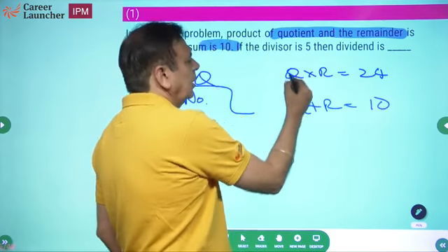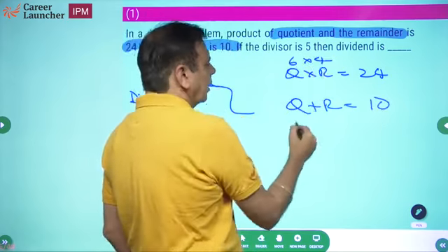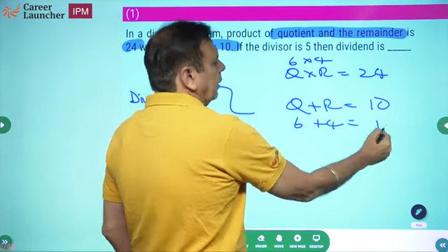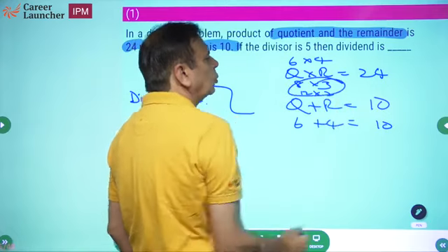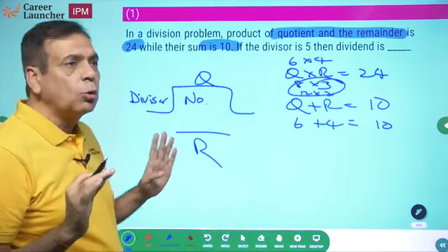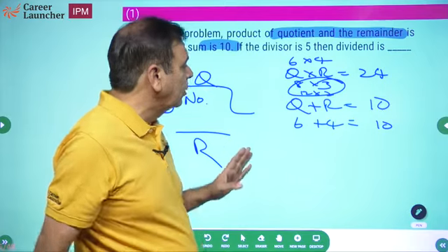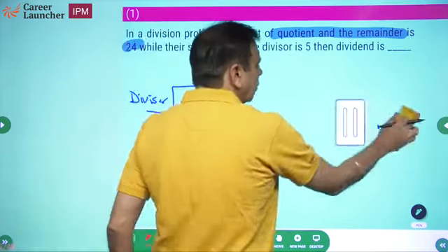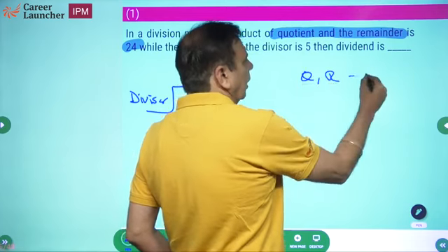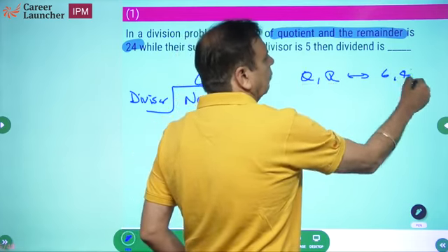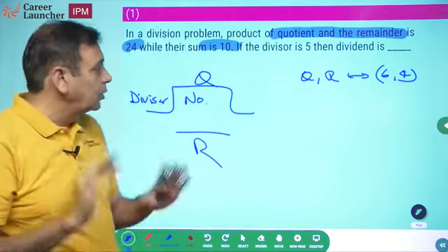क्या factors हो सकते हैं? Obviously 6 into 4, 24, 6 plus 4 is equal to 10. If you want to do 8 into 3, 12 into 2, none of them will add up to 10. So the first thing is, between quotient and remainder, one is going to be 6, the other is going to be 4. Which is 6 and which is 4 we don't know, but we'll have to find out which one is 6 and which one is 4.